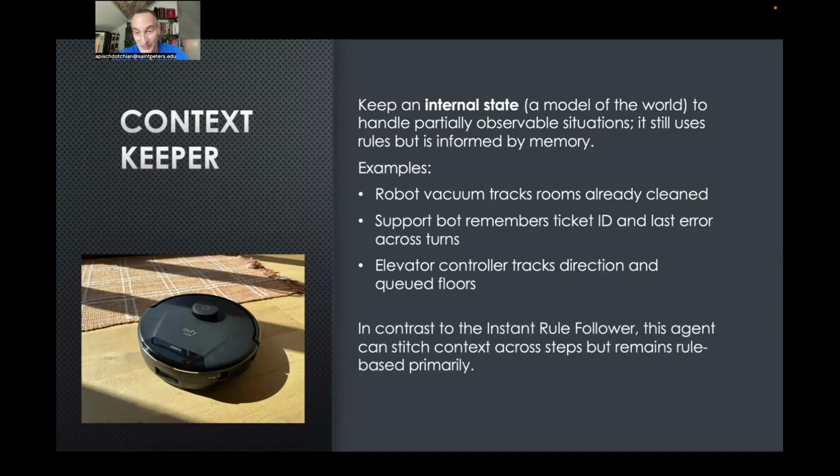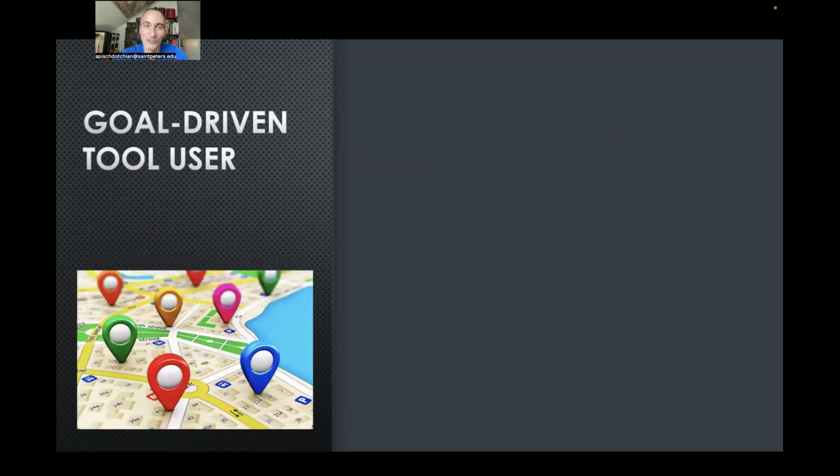In contrast to the instant rule follower, this agent can switch context across steps, but still remains primarily a rules-based artifact. How about the goal-driven tool user? That image should tell you a tale of examples to come. It plans upcoming steps and it calls tools. GPS, for example.